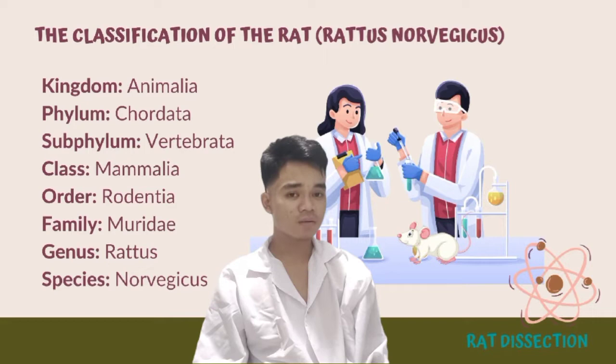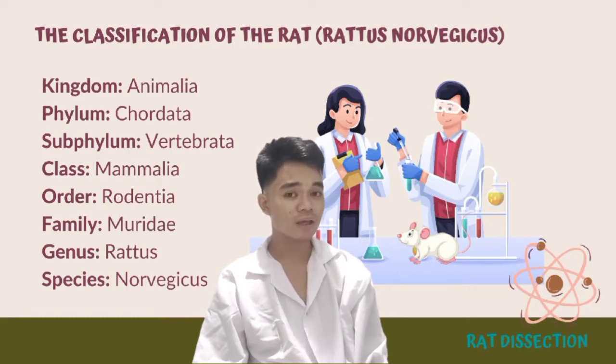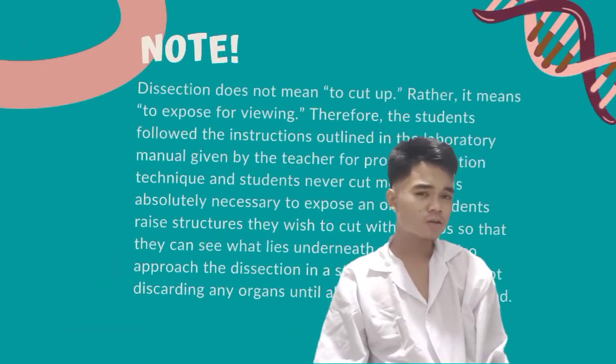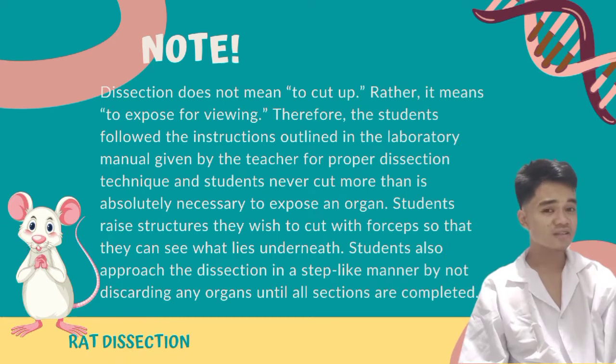The classification of the rat, or Rattus norvegicus. It comes from the kingdom Animalia and the phylum Chordata. The subphylum is Vertebrata and the class is Mammalia. The order is Rodentia, from the family Muridae, in the genus Rattus. The species is norvegicus.